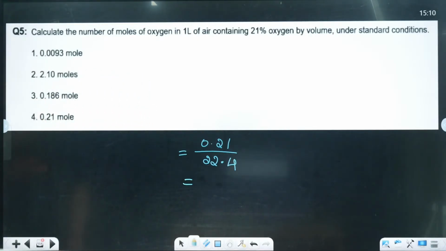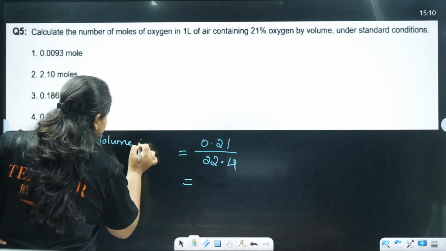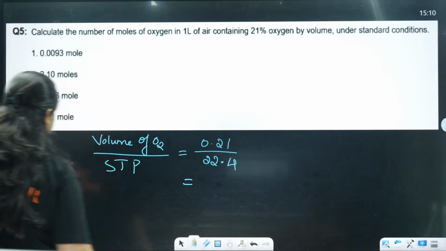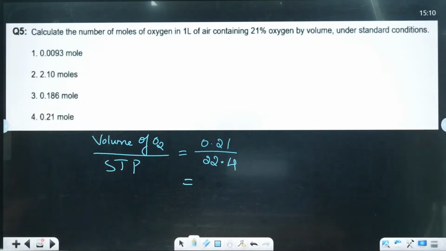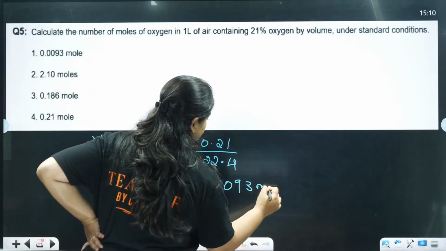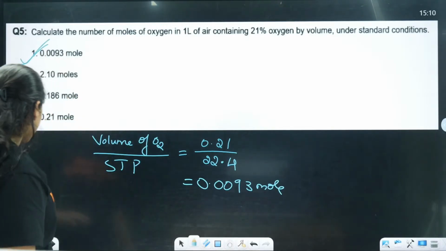Tell me, moles of O2 is the volume of the O2 divided by the molar volume at STP, standard temperature and pressure. How much does it come to after dividing? 0.0093. Okay, correct. 0.0093. Thank God we got the answer. Option A, option 1, will be the correct answer.